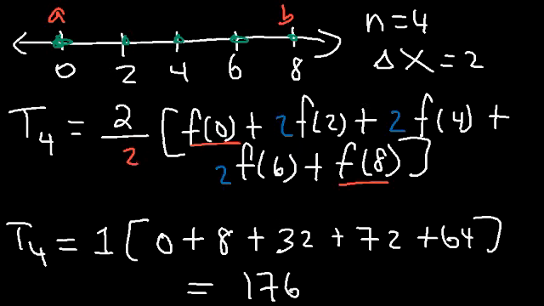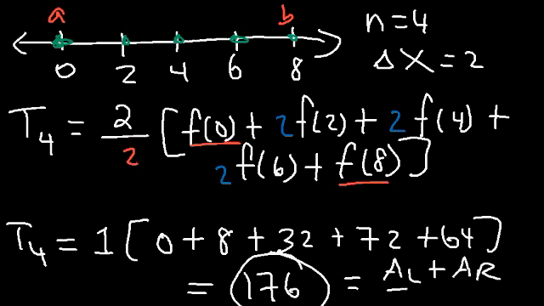Notice that we calculated this answer before. This is equal to the average of the left and the right Riemann sum. It turns out that the trapezoidal rule is equal to the average of the left and right Riemann sum. You can prove it too.